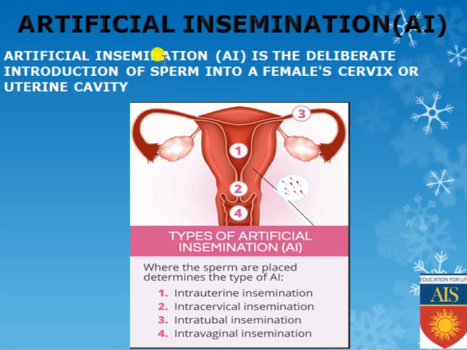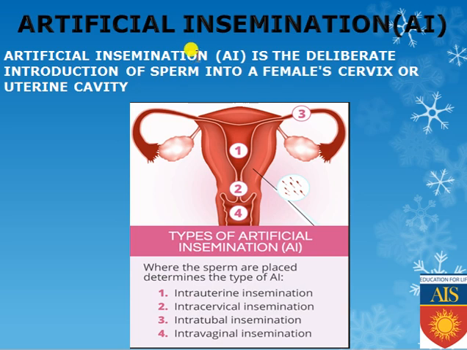Artificial insemination, what is that? Artificial insemination is the deliberate introduction of the sperm into the female cervix or within the uterine cavity. So this specific process is commonly known as artificial insemination. Now the point is, during the process of artificial insemination, the sperm can be deliberately introduced within some of the portions of the female reproductive tract.